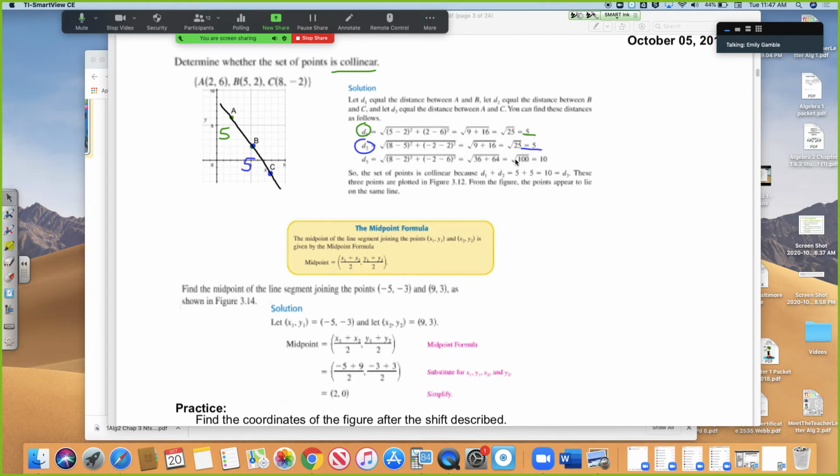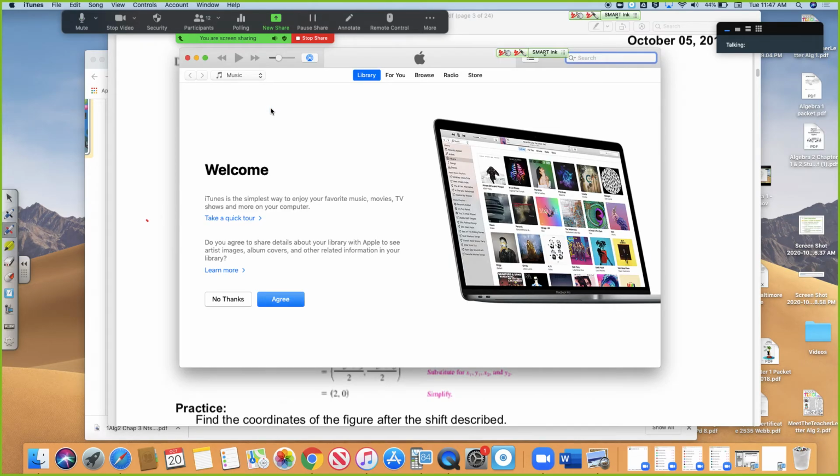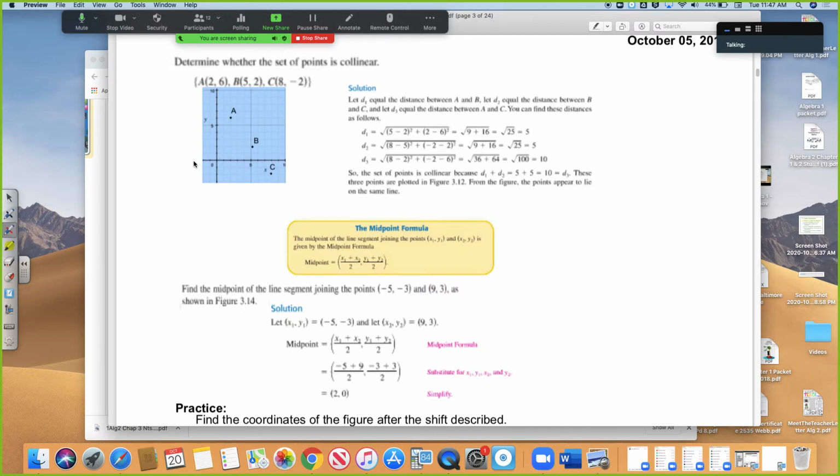And then to determine that it's definitely collinear, you then need to find the distance between A and C. You then need to find the distance between A and C, and that should equal 10. Because if from here to here it's 5 and here to here it's 5, then altogether that should be 10. And you can see in this last example, when they found the distance between A and C, it equals 10.